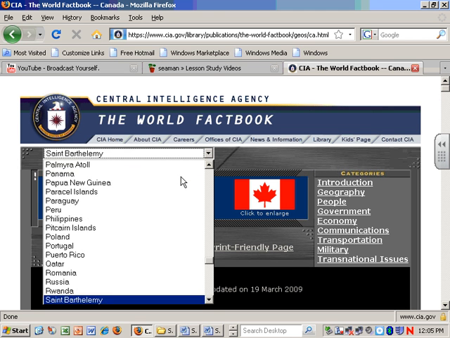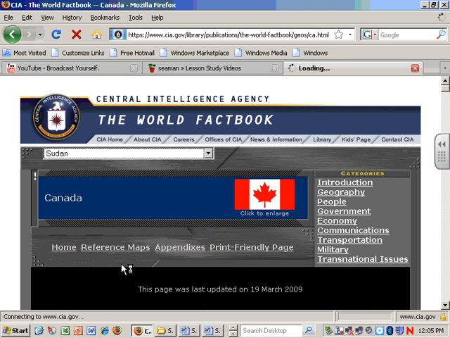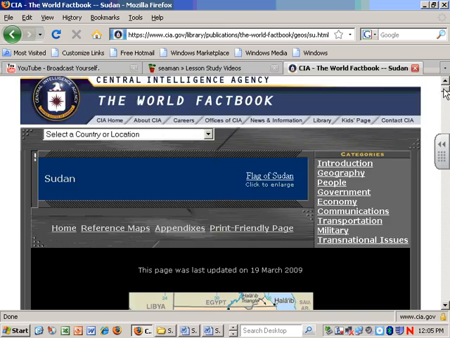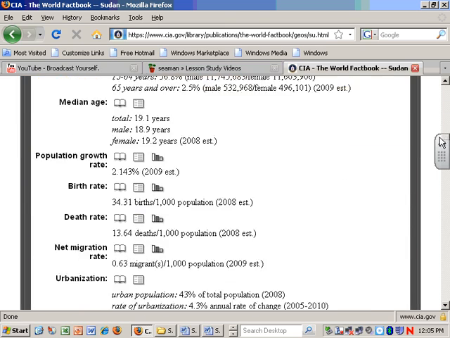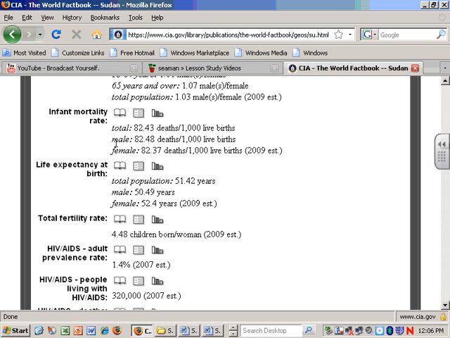So we'll say Sudan, which is in Africa. Scroll back down to about the same part of the page. Infant mortality rate. So all of a sudden it's 82.43 deaths per 1,000, which is higher, a lot higher.